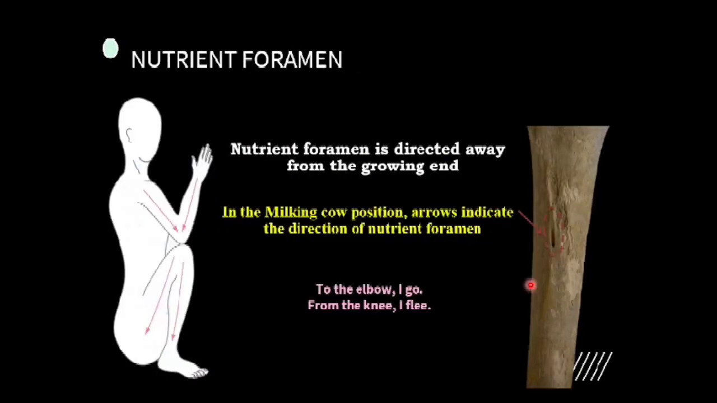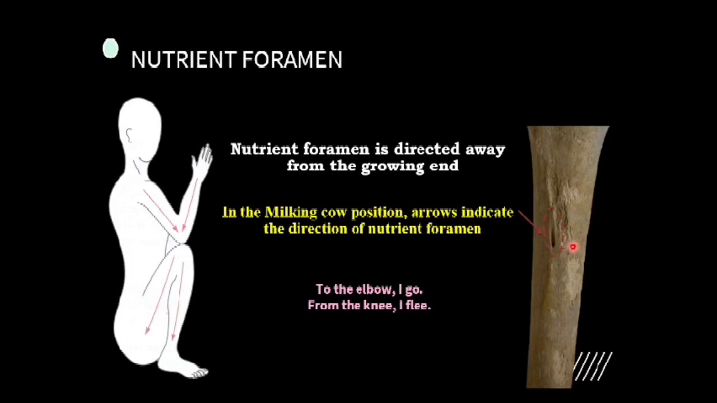So how will you identify the growing end of long bone? So you have got nutrient foramen that is seen along the middle of the shaft of long bones. This nutrient foramen is directed away from the growing end. So how will you remember that? You can see in the first figure, in the milking cow position, the arrows indicate the direction of the nutrient foramen. So you can remember by a chant that is, to the elbow I go and from the knee I flee. So you can see in the upper limb, both arrows are directed towards the elbow. That means nutrient foramen is directed towards the elbow.